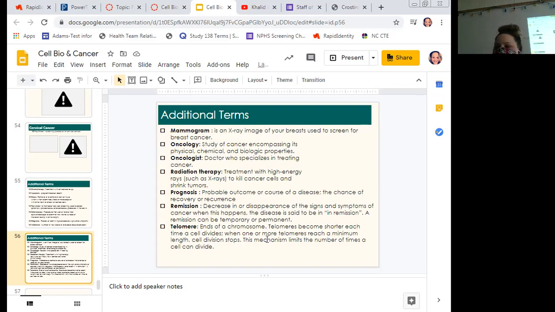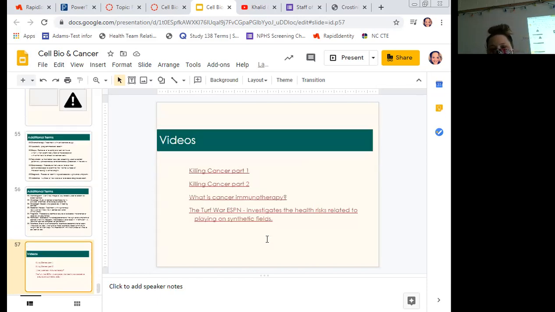Remission, what does remission mean? If we say that Sarah's in remission from breast cancer, not necessarily recovery. Remission actually means that at this point in time, you do not have any cancer present in your body, okay? Telomere is the end of a chromosome. I'm okay if we don't review that one.